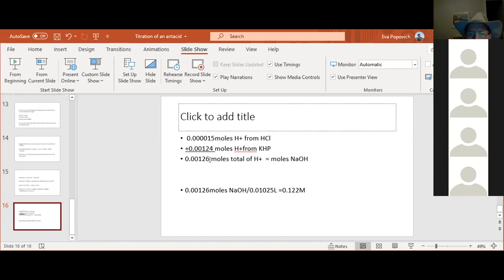The last thing I have to do is this moles of NaOH was totally within my volume of NaOH, which was 10.25 milliliters. I divide my moles of NaOH by 0.01025 liters. This gives me 0.122 molar NaOH solution.